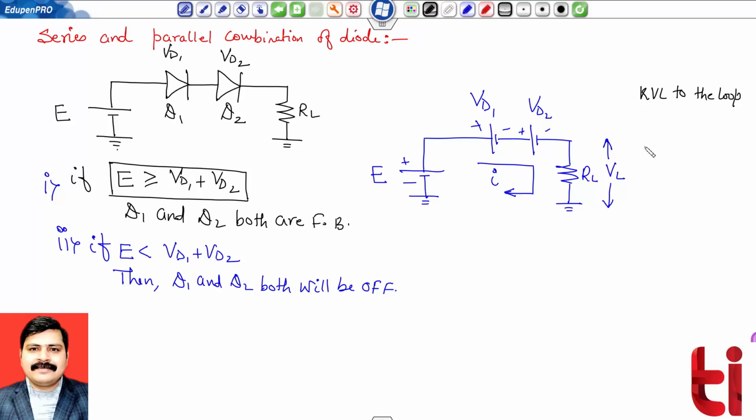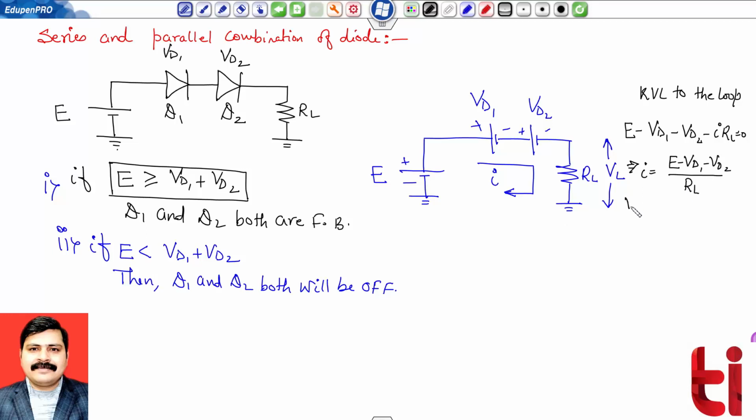You can understand this loop. So it is E minus VD1 minus VD2 minus I into RL equals to 0. One can easily find the value of this I if VD1, VD2 and RL are given. So I can write the current I will be equal to simply E minus VD1 minus VD2 divided by load resistance RL.